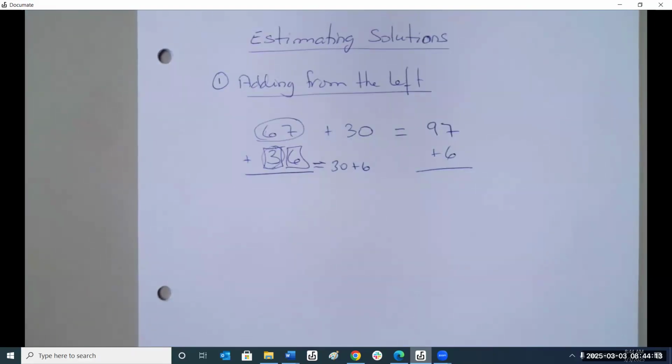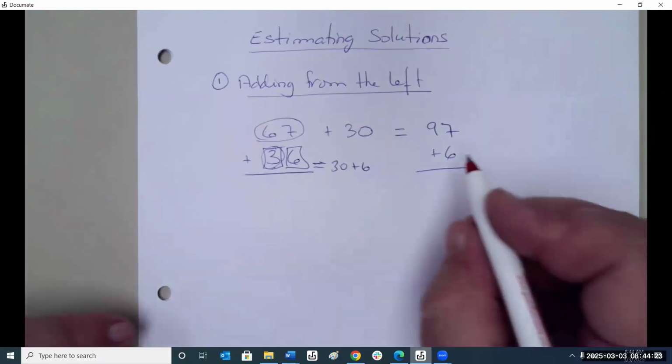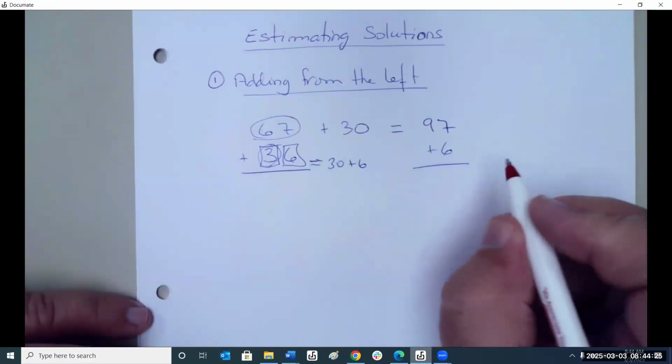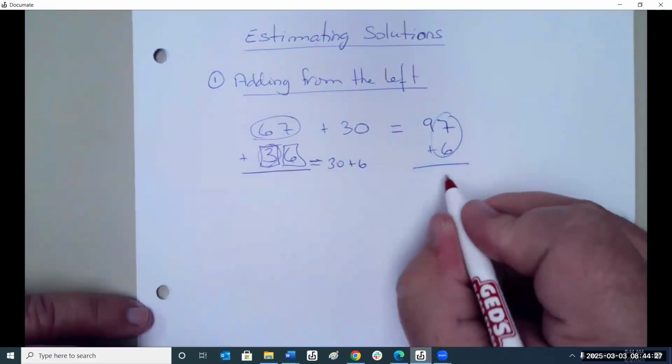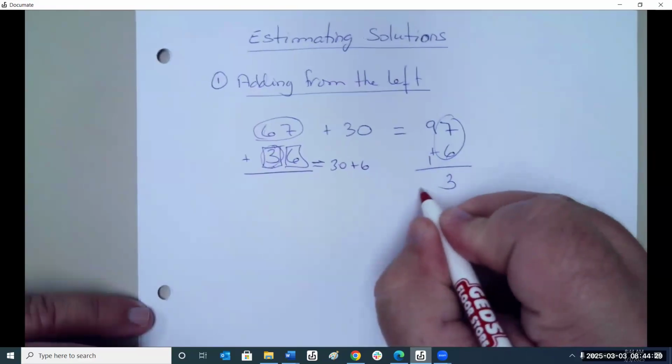Okay, what we're trying to do here in estimation is just have a quick look at it. What's the fastest way we can come up with this number? So 7 plus 6 is 13. Carry the 1, 10.